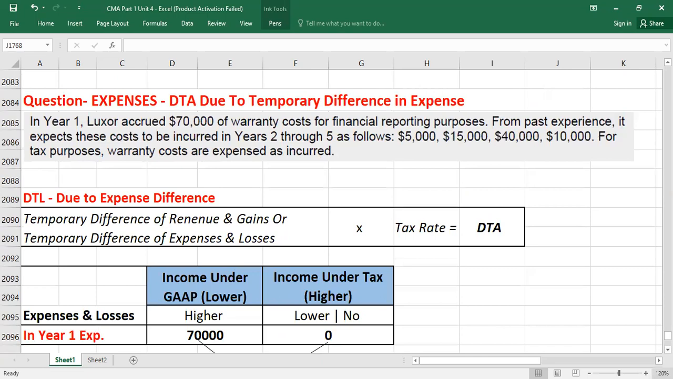Here you have to look again. You have to read. First, you have to identify whether this question is about revenue or about expense. And then see what happened under tax in the current year and what happened under the accounting in the current year, and see how much is the difference. Is it liability or is it asset?